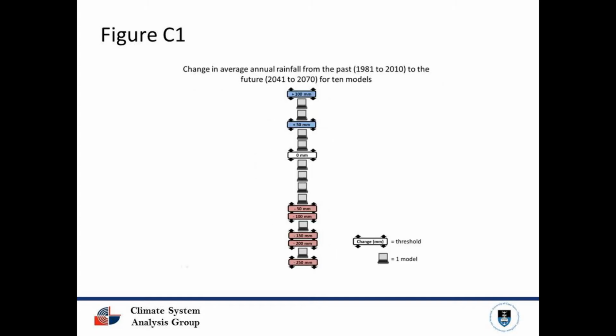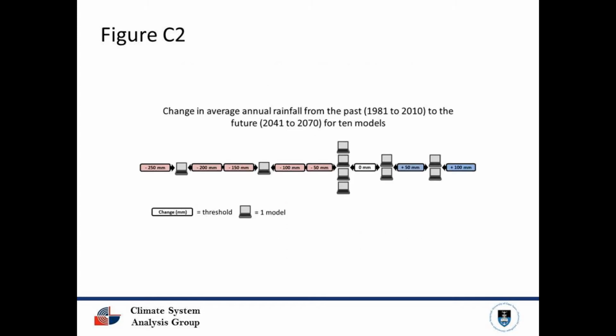Figure C1 is a slightly more novel type of visualization. It looks at thresholds and the models that fall between particular thresholds. For example, there is one model here that's between drying of 200 millimeters to 250 millimeters. Then we changed the orientation, going from vertical to horizontal, to see how this affected how people both interpreted the data and their preferences.